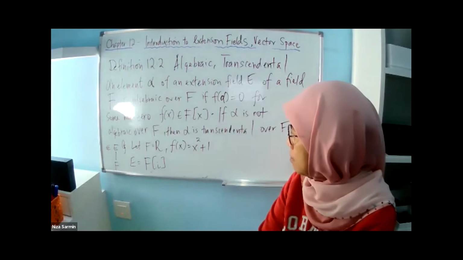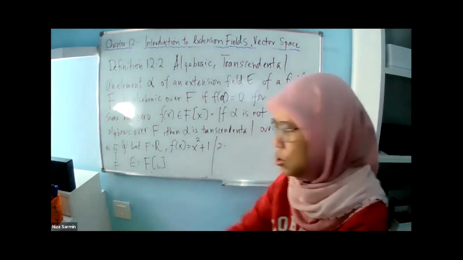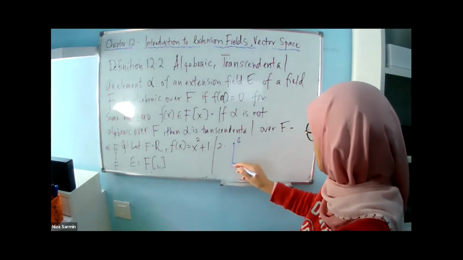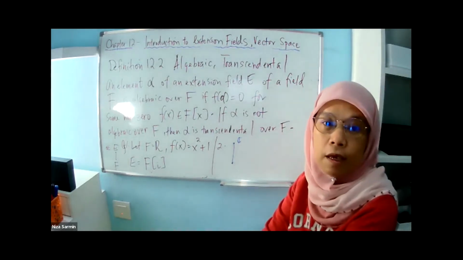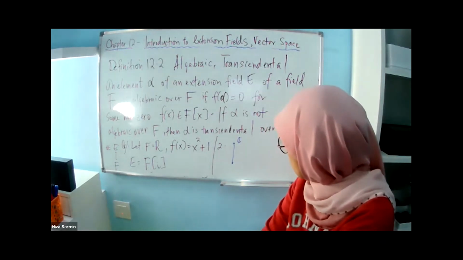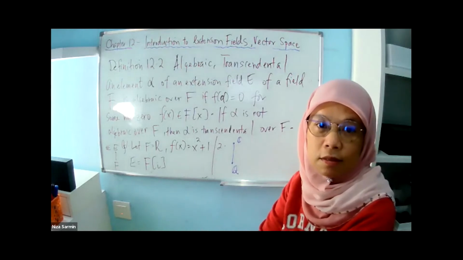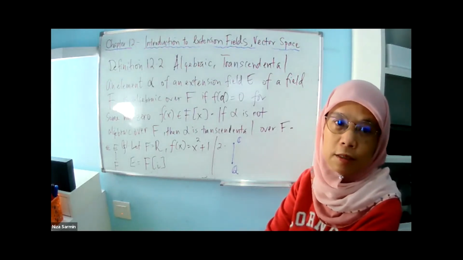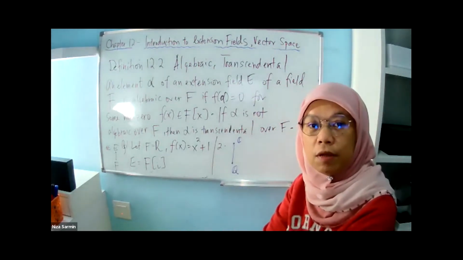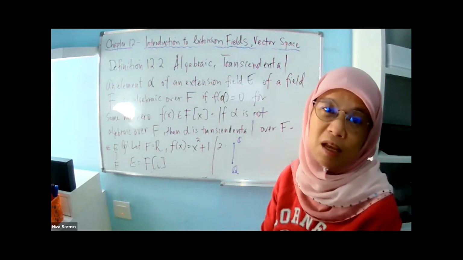The second example is the one I gave just now. Let me see the complex numbers C and Q. It's not Z, it's Q, because Z is not a field. C is an extension field of Q. Actually Z is in C, that's right, but Z is not a field.